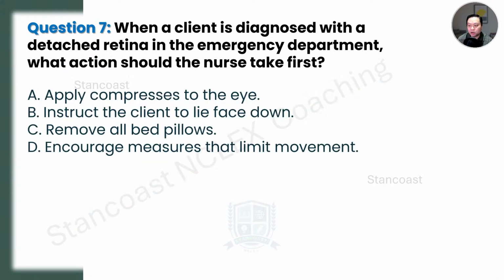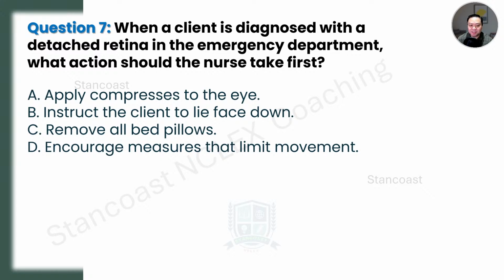Let's have our number 7. When a client is diagnosed with a detached retina in the emergency department, what action should the nurse take first? Is it A, apply compresses to the eye, B, instruct the client to lie face down, C, remove all bed pillows, and D, encourage measures that limit movement?